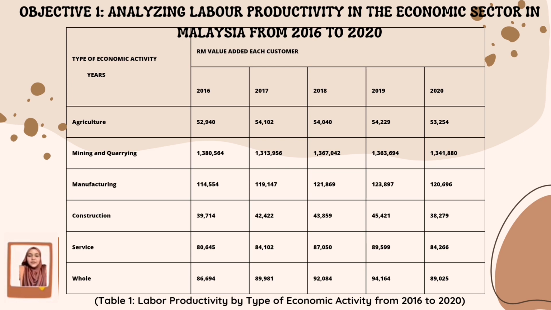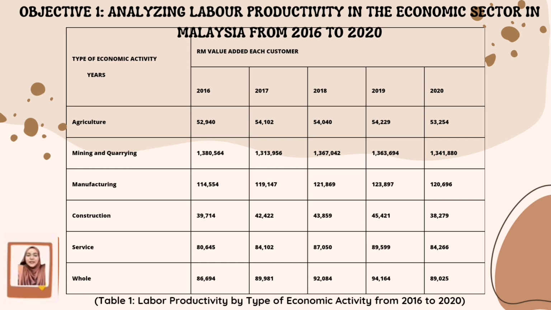The added value of each labourer in the mining and quarrying sector in 2019 was recorded as much as RM1,363,694, which shows a decrease. Finally, in 2020, the total added value of each labour worker in the mining and quarrying sector was as much as RM1,341,880. In this table, it has been shown that the decline of the sector occurred twice in a row in 2019 and 2020. The decline also occurred because these mining activities had a side effect on the surrounding area.